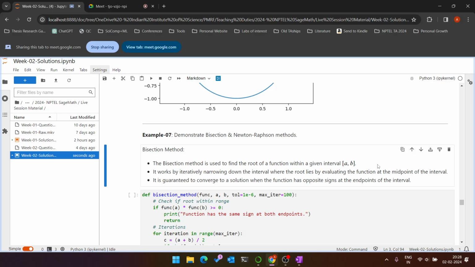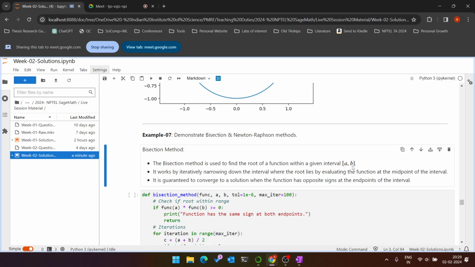Newton-Raphson is a root finding method which is non-bounded, which is open interval based, which means it does not require you to give a closed interval. The way the bisection method works is it will first check the value of the function at a and at b. From these two values, it will determine if a root of the function lies within this given interval.